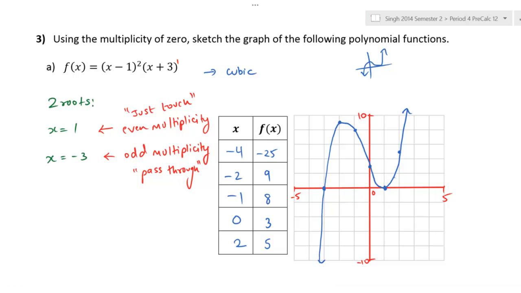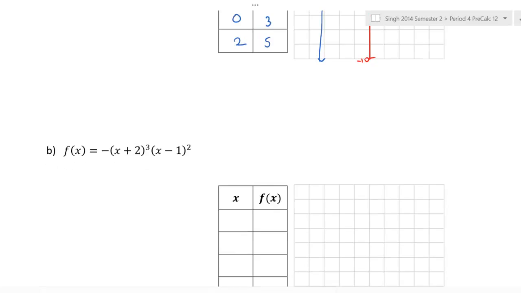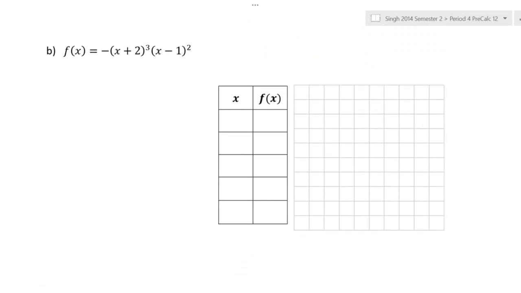Of course, you can pick more points in between and get a much nicer graph, but that's the bare minimum that we do need. I'll let you finish off one more example over here. You try it. Pause the video again, give that a try, and I will show you the answer once you've had a chance to try it yourself.